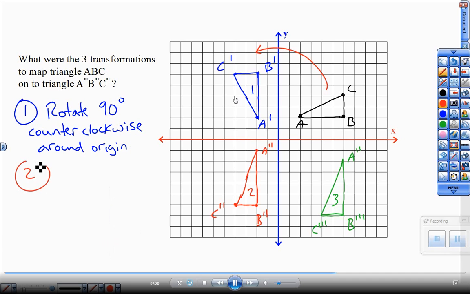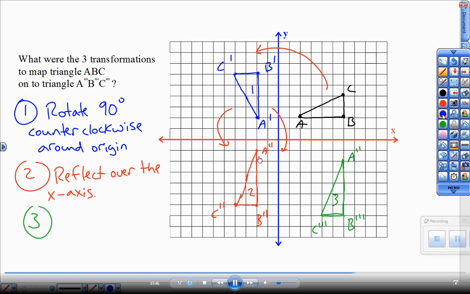And then I'm going to reflect. See how this is flipping? Reflect over the y-axis. That's my second thing I'm doing. I'm sorry. Reflect over the x-axis. Make sure you're writing the right thing. Don't write y-axis. Reflect over the x-axis. And then the third thing is a translation.